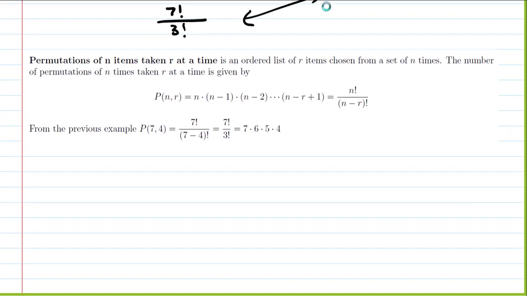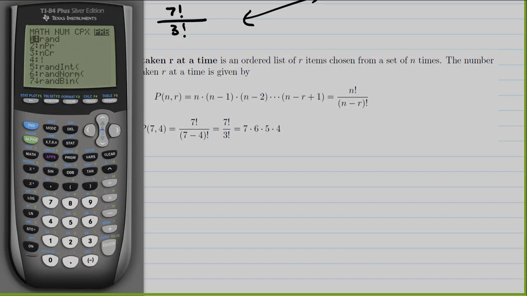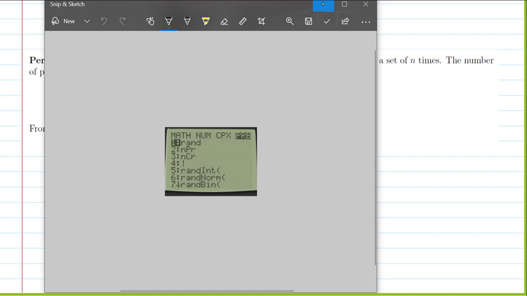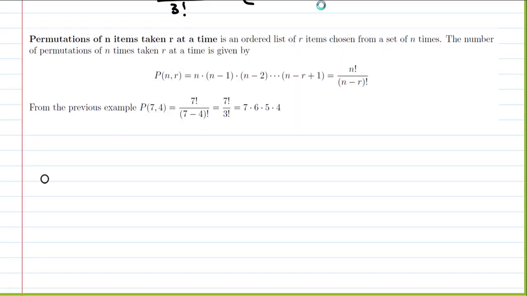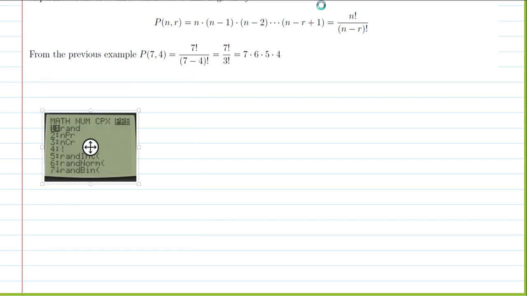So a couple of things I do want to mention. Permutations of this form happen quite often. So instead of having to type it in using the factorial notation, on our calculator, we'll notice this choice right here, just above where we have the factorial, is the notation that our calculator is going to use for permutations.